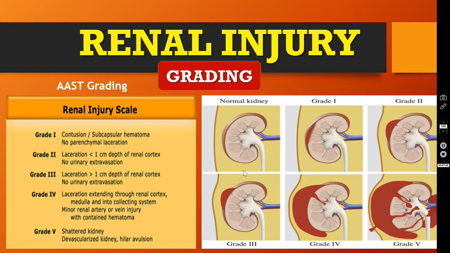All this grading we can do only after doing a CECT. This is not a clinical grading. You must do a CECT, and only then will we be able to make this grading.